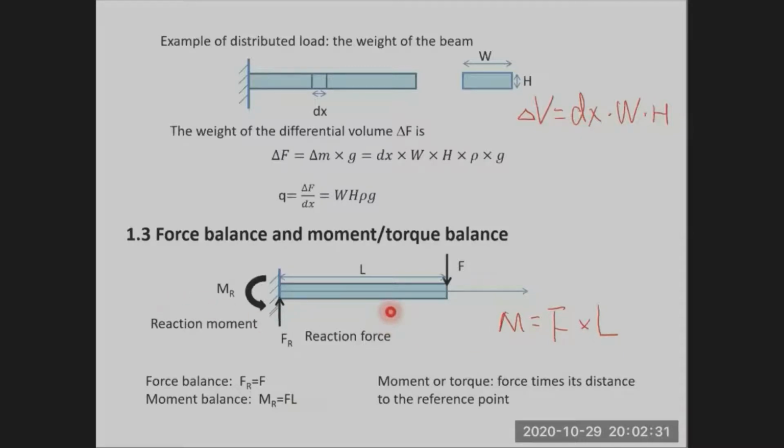Doesn't this make sense to you? So in order for this cantilever to reach equilibrium, we have to reach both force balance and moment balance. And we can say this moment F times L is clockwise, and this Mr, the reaction moment, must be counterclockwise, to counteract this moment. So both force and moment need to be balanced.